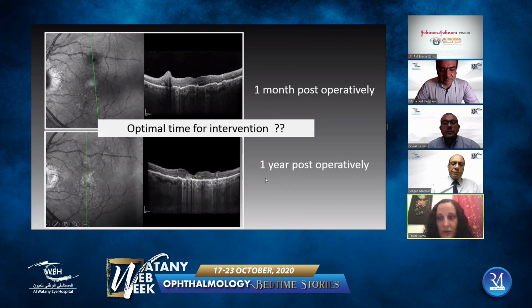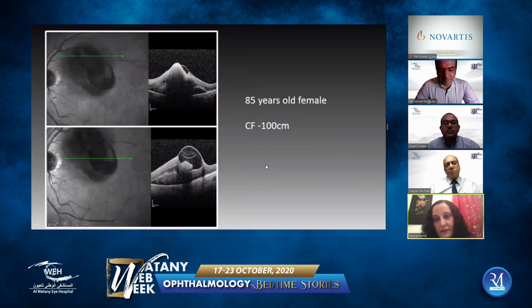So the question here was the optimal time of intervention. Actually, we have already touched on that. This is the last case, an 85-year-old female patient who came with a vision of counting fingers at 100 centimeters. We can see the multi-layer hemorrhage, and we can actually see the macroaneurysm along the vessel in the infrared, cutting through and seen in the B scan.